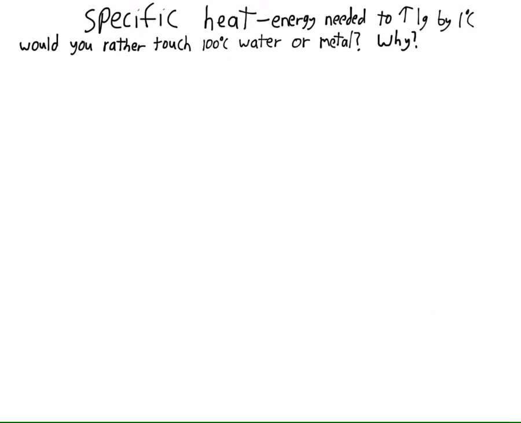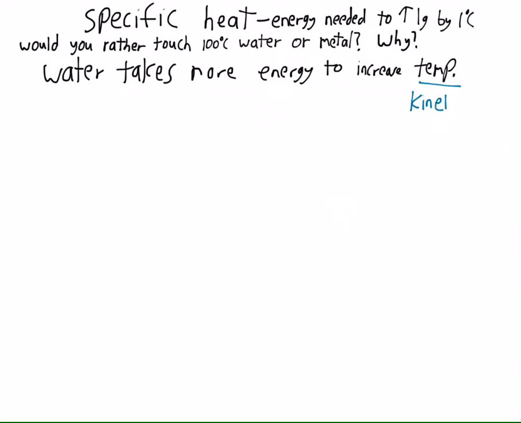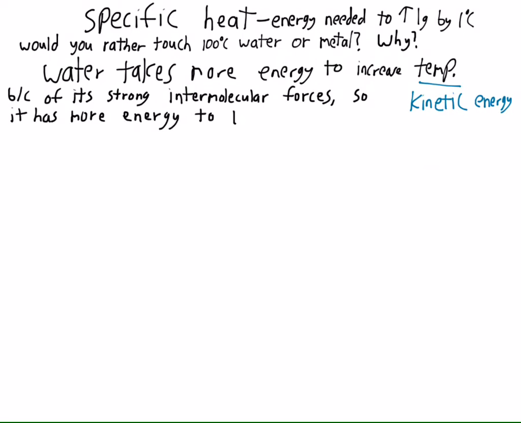Okay, so there's a definition of specific heat. It's the energy needed to increase the temperature of 1 gram of something by 1 degree Celsius. And the point is that different chemicals have different specific heats. They take different amounts of energy to increase the temperature of 1 gram by 1 degree Celsius. So water takes more energy to increase its temperature. Temperature is the average kinetic energy, and water has strong intermolecular forces. So it has more energy to burn you with. Should probably pause the video and give people time to write that one down.